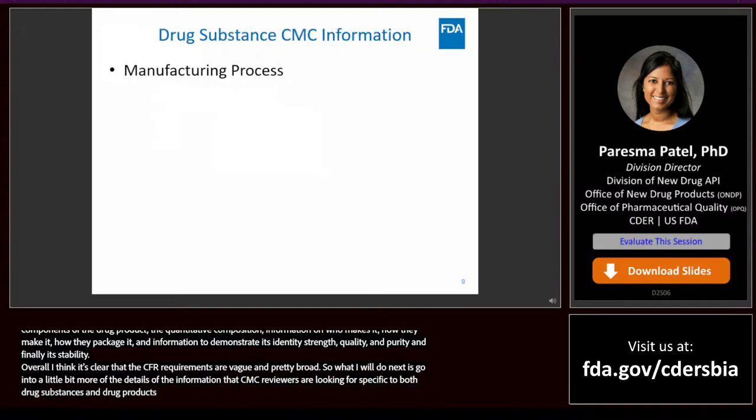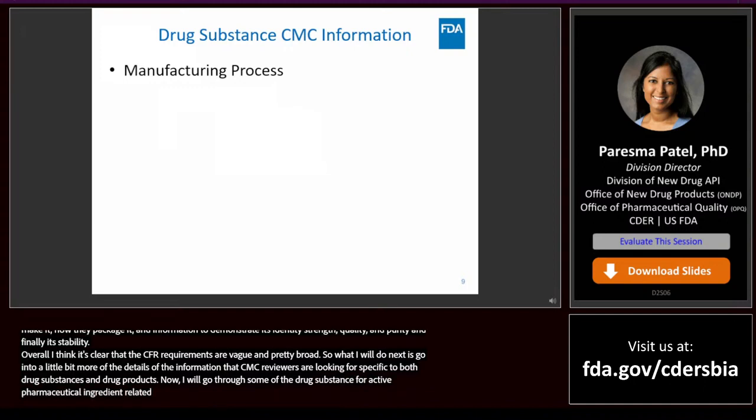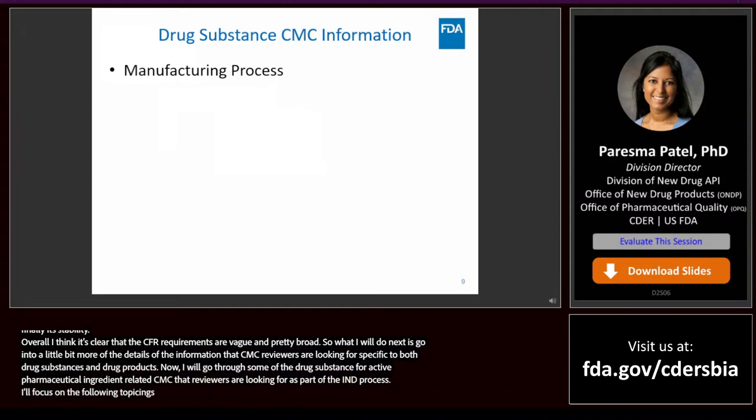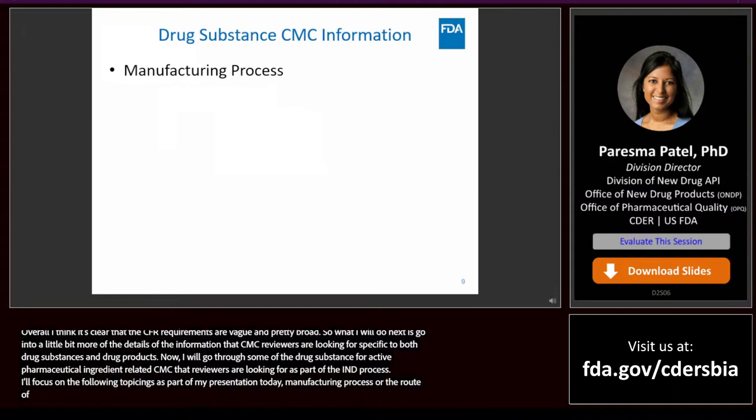Now I will go through some of the drug substance or active pharmaceutical ingredient related CMC information that reviewers generally are looking for as part of the IND review process. I'll focus on the following topics as part of my presentation today: manufacturing process or the route of synthesis. Essentially, this is how the drug substance is made.